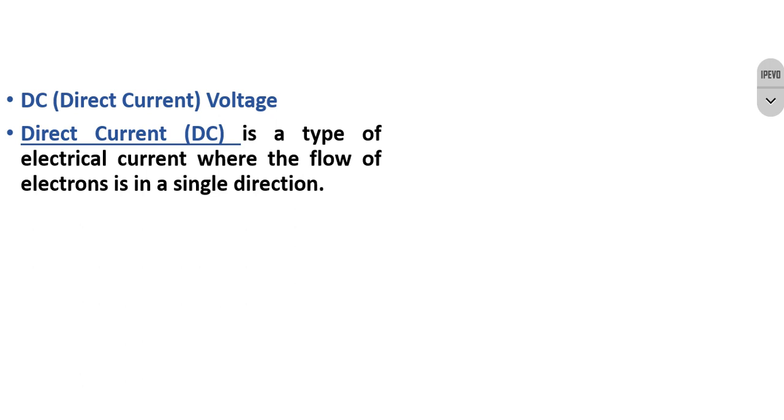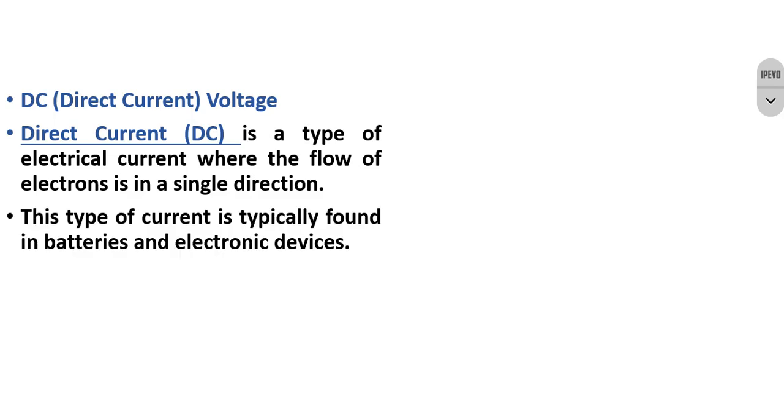Direct current voltage. Direct current is a type of electrical current where the flow of electrons is in a single direction. So in this type of current flow, the DC, direct current, voltage, the electrical current is seen to move in one direction. This type of current is typically found in battery and electronic devices.